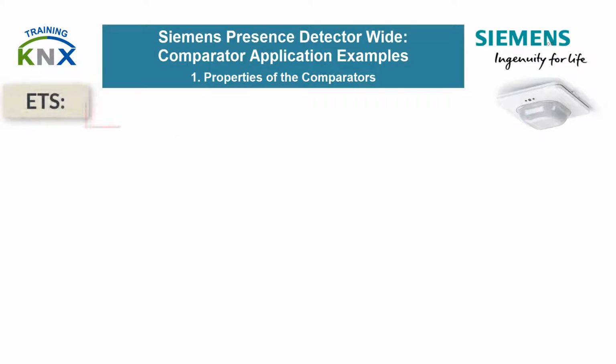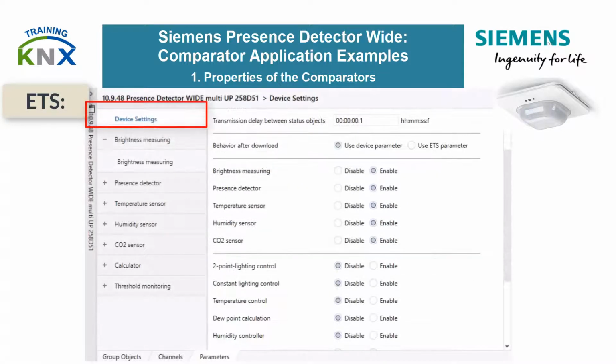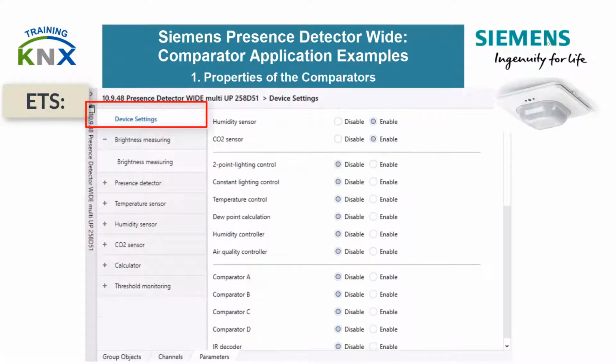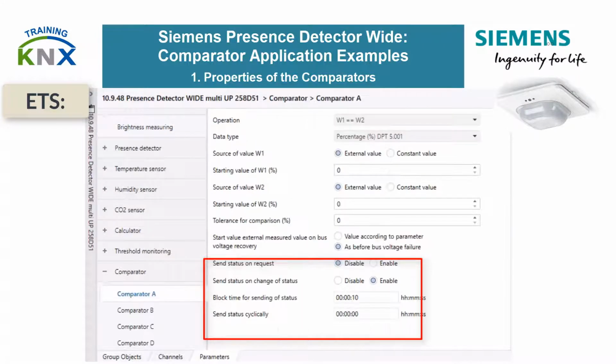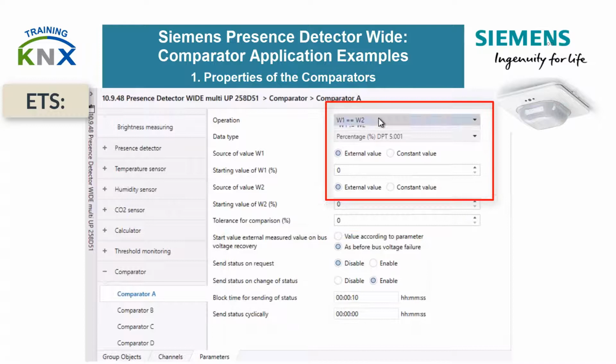We look into the parameter list of the ETS application. The comparators have to be enabled individually in the device settings. The presence detector white supports all possible comparison types.